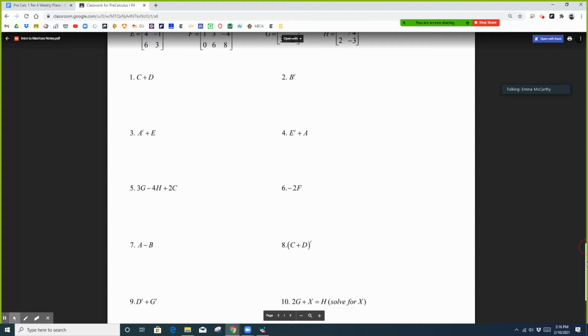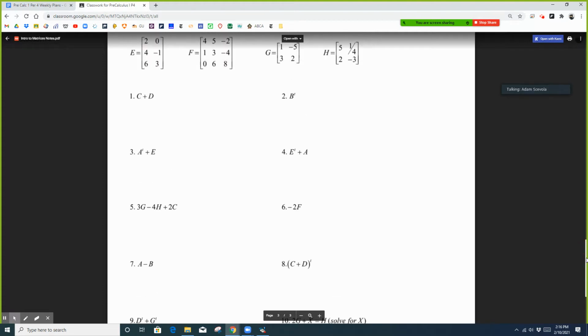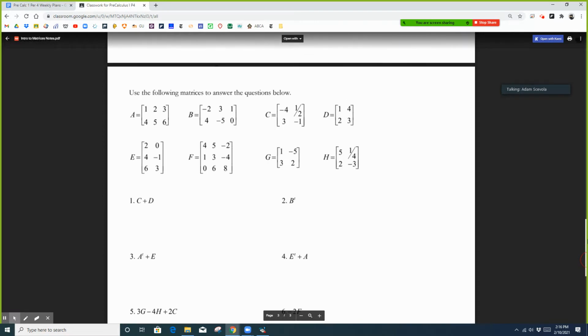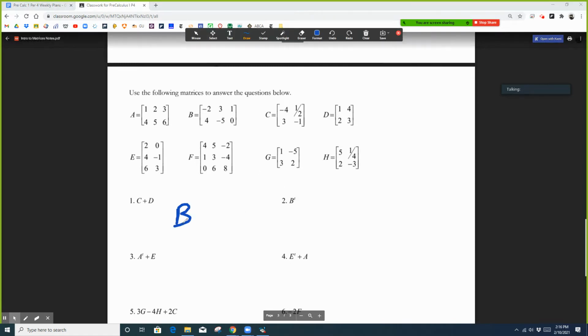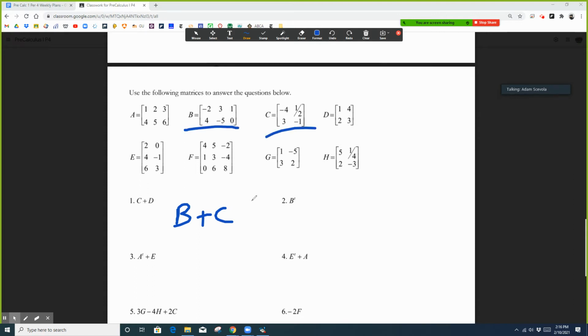Yeah, great question. You would just say not possible. You can't do it. So if I said, what's B plus C? Well, B is a 2 by 3 and C is a 2 by 2. So you'd say not possible. It has to be the same exact dimension. If the columns or the rows aren't the same in both matrices, you can't add them.